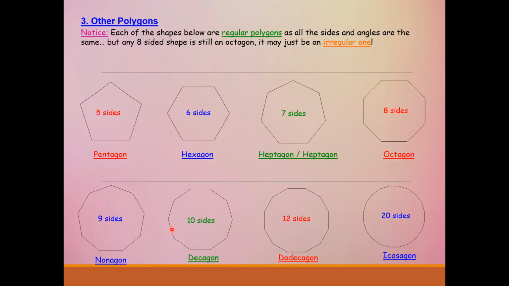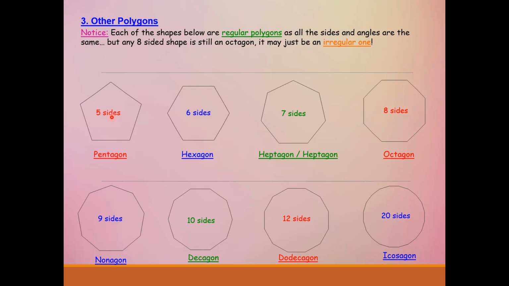Okay, now the other polygons, we have regular polygons and irregular polygons. So how do we know that these are irregular? So irregular, they might not have the same length. Regular polygons, all sides and angles are the same. So 1, 2, 3, 4, 5. These polygons are named after their number of sides.